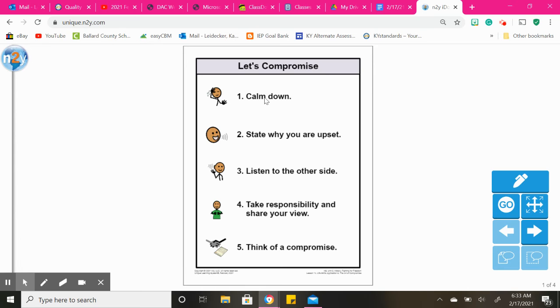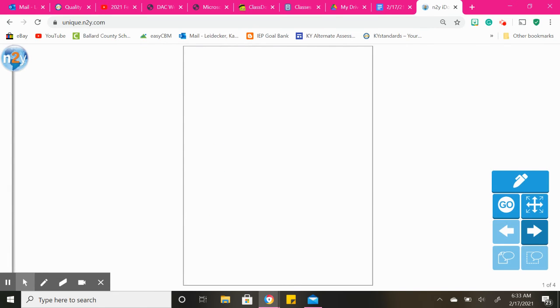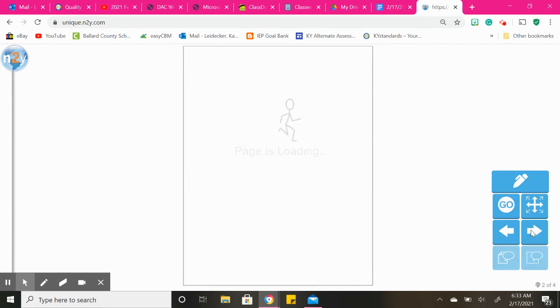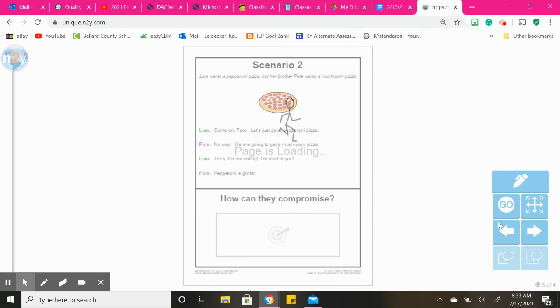First we're going to calm down. We're going to state why we are upset about something. We're going to listen to the other side, which is listening to the other person's point of view. And then we're going to take responsibility and share our view. And then together we can think of a compromise. It's just going to go over different scenarios. Like, I'll do the first scenario with you.